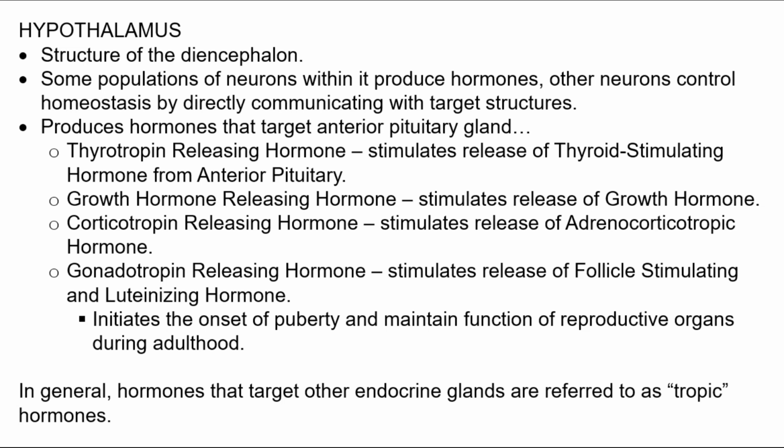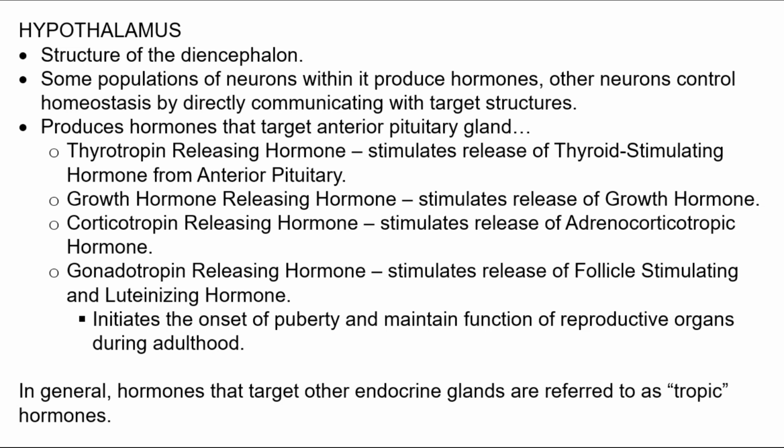All of them are releasing hormones, which means that they will stimulate the anterior pituitary to secrete a specific hormone in response to it. The first is thyrotropin-releasing hormone, which stimulates the anterior pituitary to secrete thyroid-stimulating hormone. Growth hormone-releasing hormone stimulates the release of growth hormone from the anterior pituitary. Corticotropin-releasing hormone stimulates the release of adrenocorticotropic hormone.